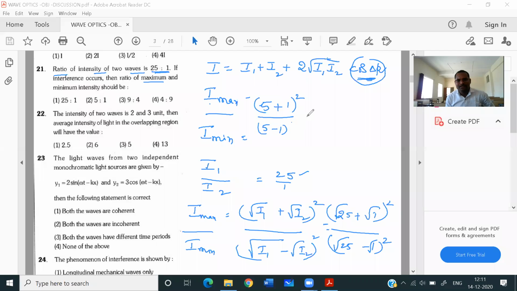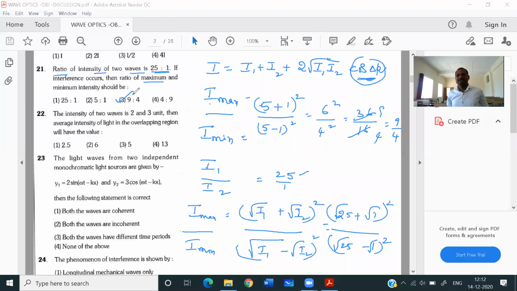whole square. So 5 plus 1 is 6, 6 square upon 5 minus 1 is 4, 4 square. 6 square is nothing but 36, and 4 square is 16. So divide this: 4 4 is 16, 4 9 is 36. So it is in the ratio of 9/4, meaning the 9:4 option. Option 3 is there, 9:4.